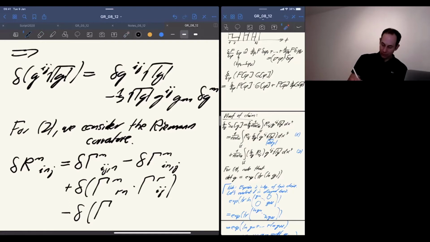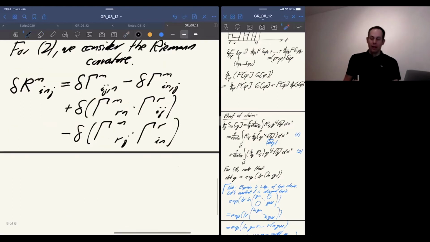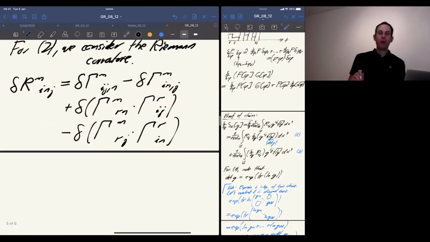of those. Because of course, if I vary a sum, I have to vary all terms of the sum. However, there's now an important observation we can make. If you look at the derivative here, it's a product rule, so we will always have terms of the form here, of something of the form gamma times delta gamma, and so on.